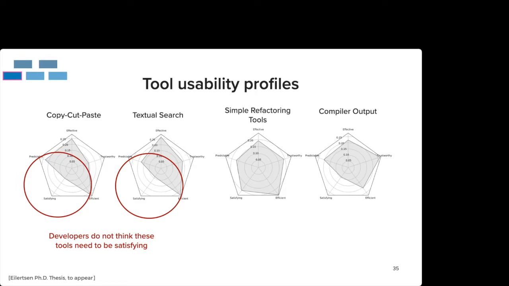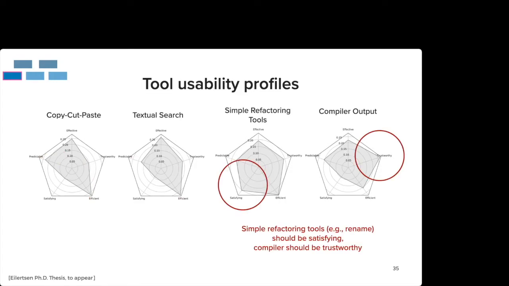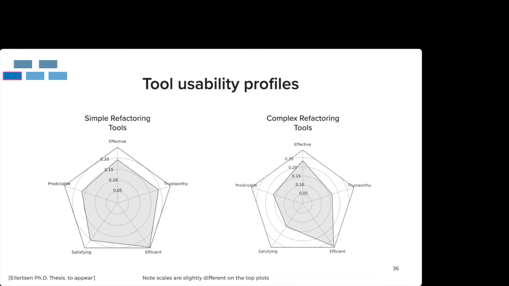Simple refactoring tools, in contrast, are desired to meet the needs of developers, and unsurprisingly, developers very much want their compiler output to be trustworthy. These kinds of insights can help guide the development of tools by allowing toolmakers a glimpse into the trade-offs between usability factors that developers desire. If we hone in just on simple and complex refactoring tools, you can see some differences. Developers want their simple refactoring tools to be satisfying and trustworthy more than they desire these features in a complex refactoring tool. There are many interesting research questions left to dive into here.